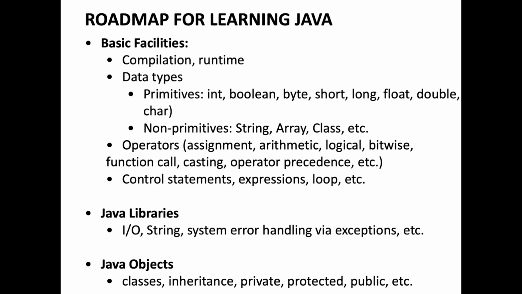Here are some examples of basic facilities in Java. The very first one is compilation and runtime. Both are described in a separate video that talks about the characteristics of compiled and runtime behaviors and what to expect. The second type of basic facilities is data types.